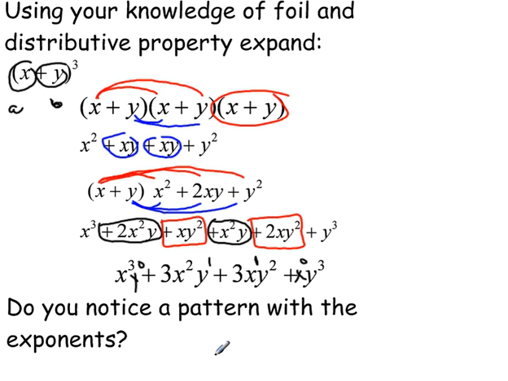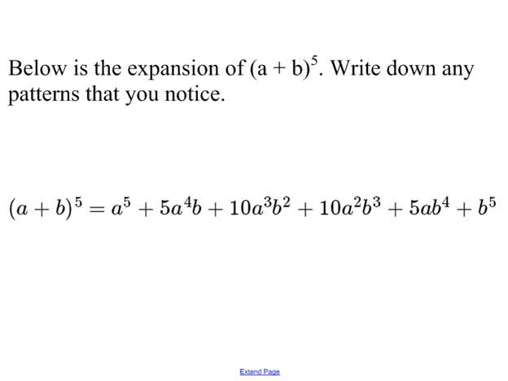In conclusion, we could say that the pattern of the exponents is the following. The exponents of the first term are descending, 3, 2, 1, 0, and the exponents of the second term are ascending, 0, 1, 2, 3. Here I'm giving you the expansion of (a + b) to the fifth, and I want you to write down any patterns that you notice.